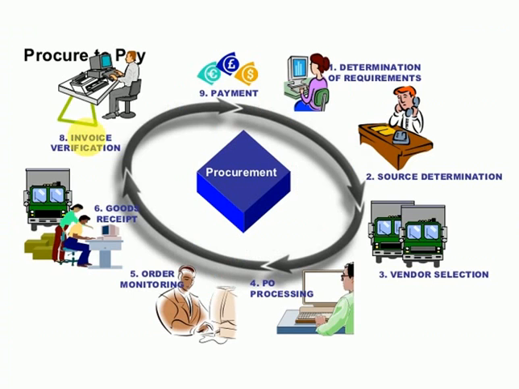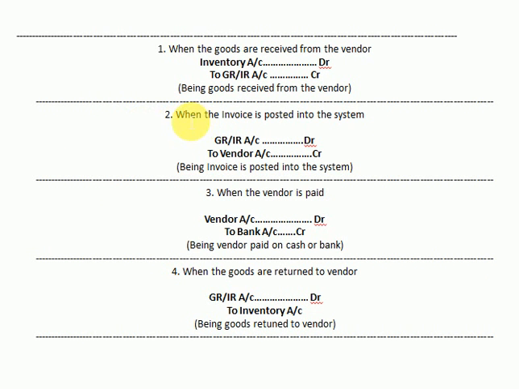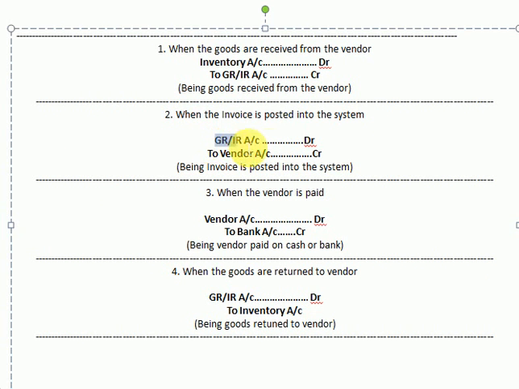The vendor will send an invoice copy to the accounts payable team. The invoice copy contains details regarding the PO, invoice date, invoice number, the payment terms and everything. Once the accounts payable team receives the invoice copy, they will check the PO and the goods receipt. If the PO, goods receipt and invoice match, they will post the invoice into the system. Here the journal entry will be GRIR account debited to vendor account.